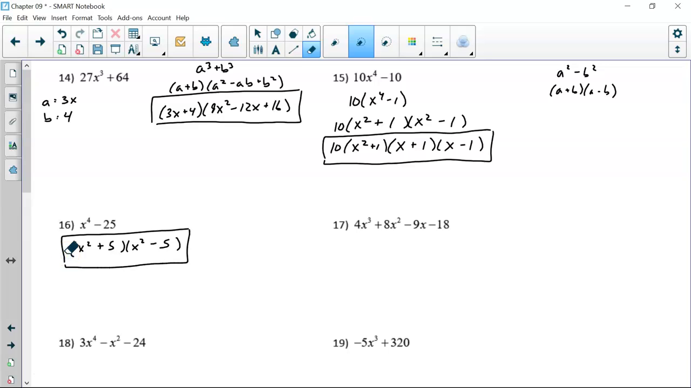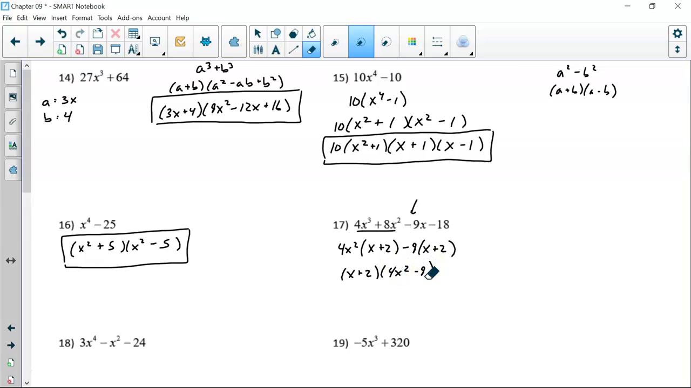4 terms. Think factor by grouping. Common factor of the first 2 terms, 4x squared. That gives us x plus 2. Greatest common factor of the last 2 terms, since it's a negative, we take out a negative 9, x plus 2. So our common factor is x plus 2. And then we're left with 4x squared minus 9.